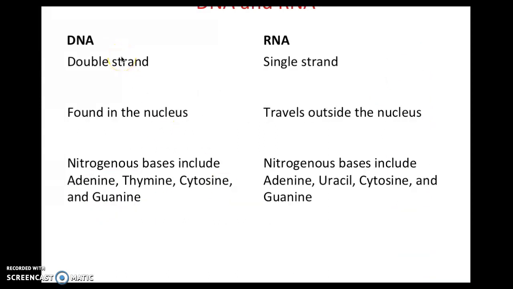Now, the basic differences in DNA and RNA. DNA is a double strand, RNA is a single strand. DNA is found only in the nucleus. RNA has the ability to travel outside the nucleus. Nitrogenous bases of DNA include A, T, G, C. Nitrogenous bases of RNA include adenine and uracil. That's a different base than cytosine and guanine. So uracil replaces thymine in RNA.